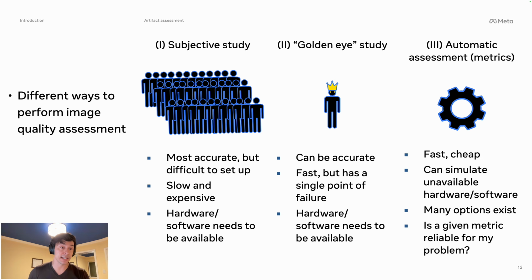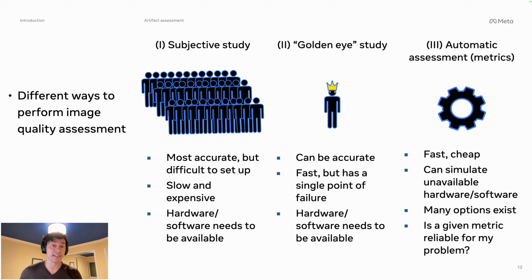Now, the third and easiest way of assessing image quality is automatic, right, through algorithms, or as we call them, metrics. Now, these can be fast and cheap because you're just running a program. It can run on a large data set, can run all night or as long as you need it to. You can simulate hardware and software that isn't physically available to you in prototypes yet, right? So you could simulate all sorts of things and try to get an answer for hypotheticals. And there's lots of options for different metrics, different types of algorithms.